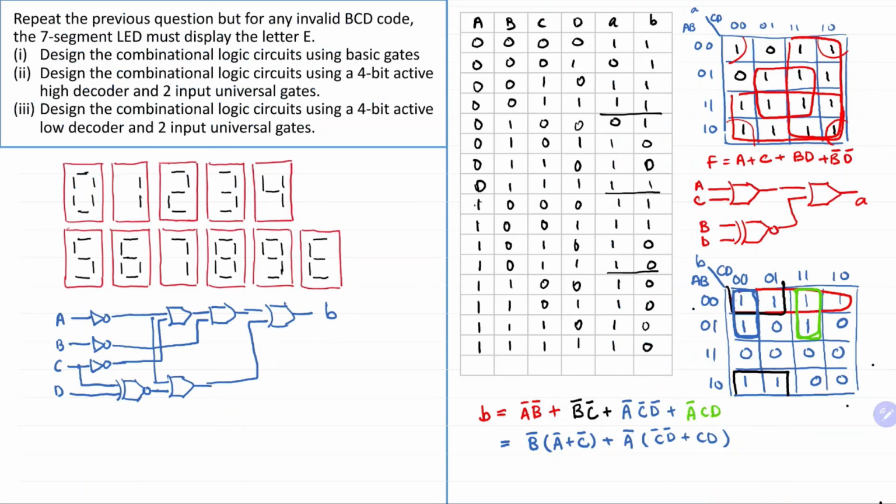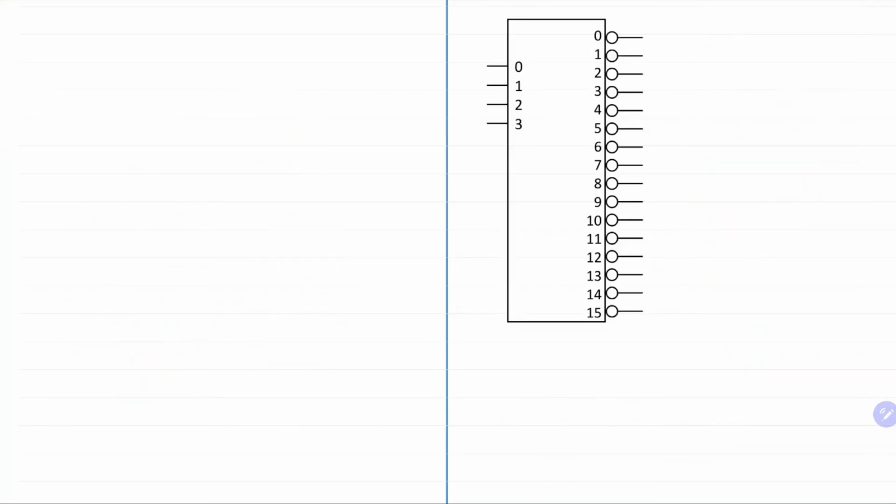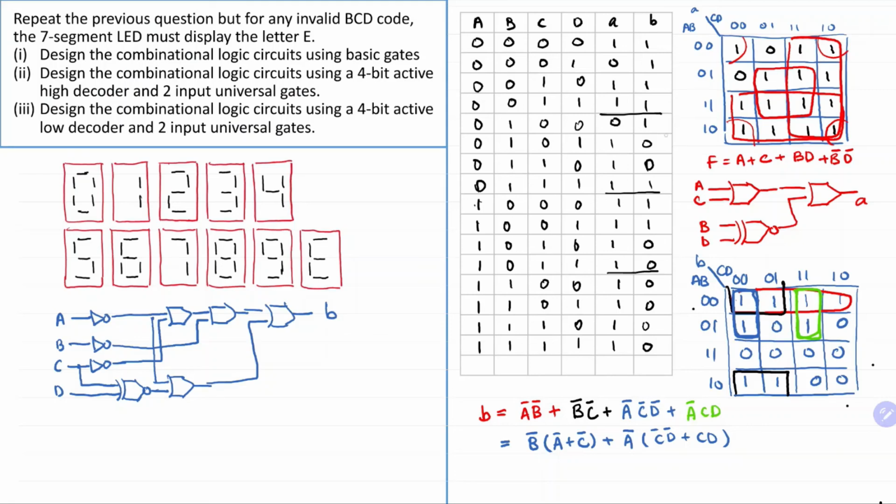And then part 3, using an active low decoder. Again, A stays the same. B, we can write down as product of sum, 5, 6, 10, 11, 12, 13, 14, 15. Okay, so we have 5, 6, 10, 11, 12, 13, 14, 15.